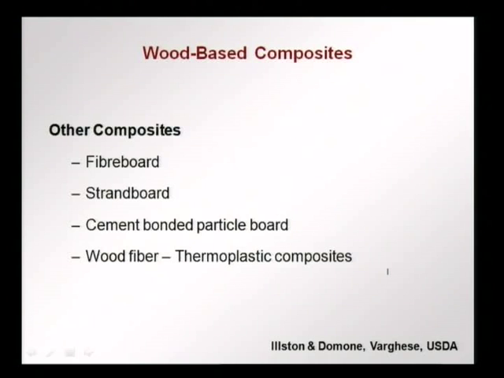Other composites are fiber board, where instead of pieces, the fibers are put together, strands. You can even have cement bonded particle board, where pieces of wood are bonded together with cement, and this gives a good appearance, more stiffness. And sometimes when you have cladding or partitions made out of cement bonded particle board, it gives the feeling of masonry, or it could give the feeling of concrete having been used.